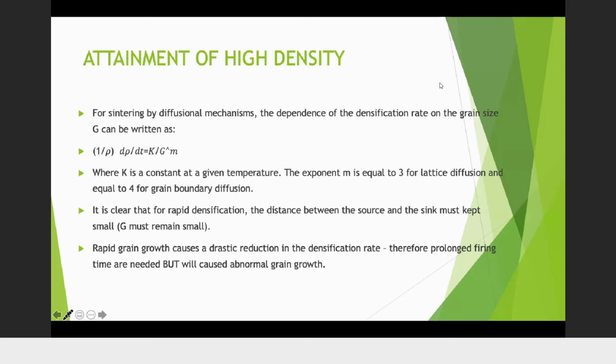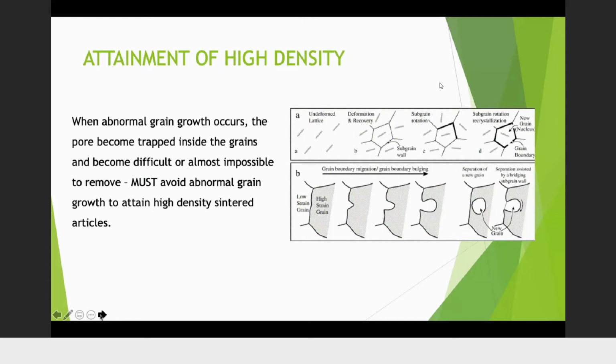So please read this on your own. So when there is an abnormal grain growth, you can see that the pores are trapped inside the grain, right? So we have pores inside here. So this is not good and it must be avoided, right? Because once they are formed inside the grain, it is impossible to remove them.